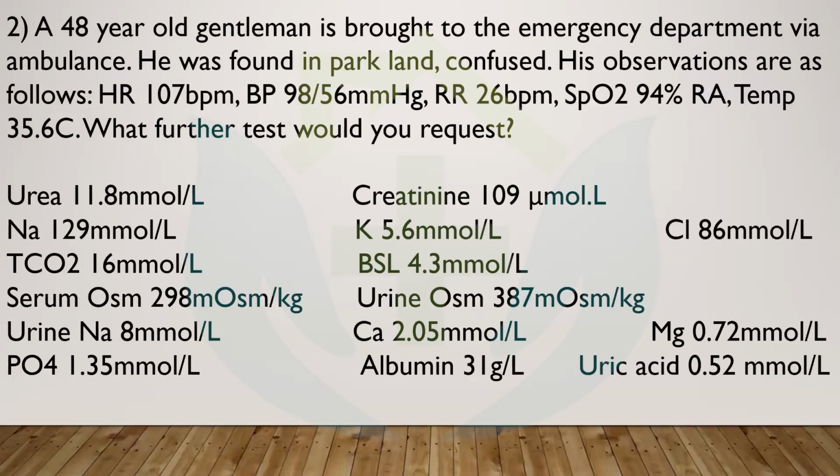This is a 48-year-old gentleman brought to the ED via ambulance. He was found in the parkland confused. His observations are as follows: heart rate 107, BP 98 by 56, respiratory rate 26, saturation 94%, temperature 35.6. What further test would you request? These are the labs. You can have a look and tell me.